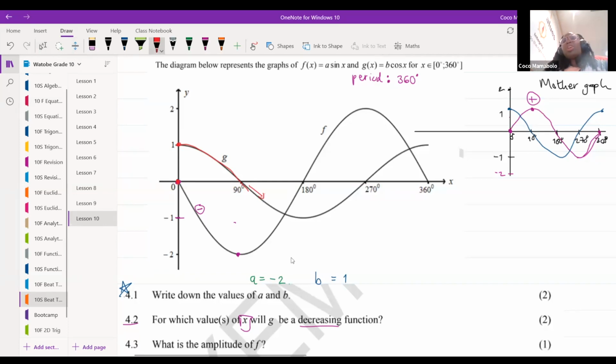Good. Remember, Pachi, we're looking for values of x, and our values for x are over here. Where does my graph stop going down? At 180. And then it starts going up. Okay, so when they say for which values of x will G be a decreasing graph, it starts at 0 degrees, up until 180. So only the values in between 0 and 180 give us a decreasing graph.